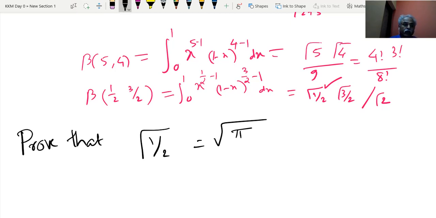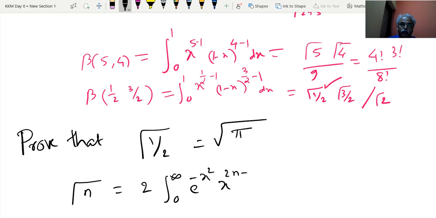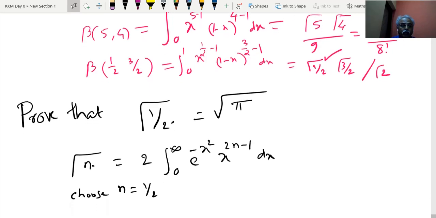Now, one of the definitions or properties of gamma tells that gamma n is 2 times the integral from 0 to infinity of e raised to minus x square and x raised to 2n minus 1 dx. We want gamma half. In place of n, select n equal to half, because we want gamma half. That's all, very simple logic. From gamma n, any particular cases can be found.